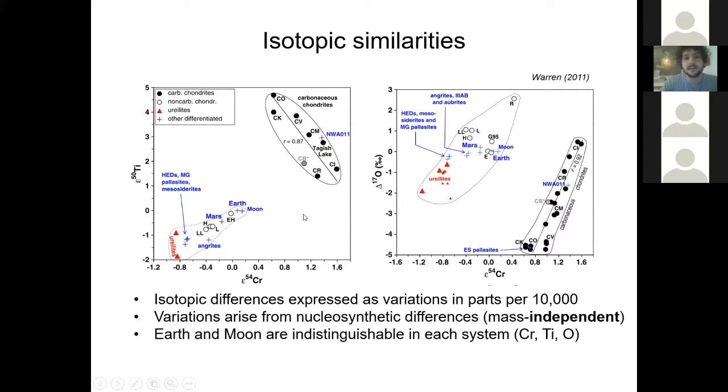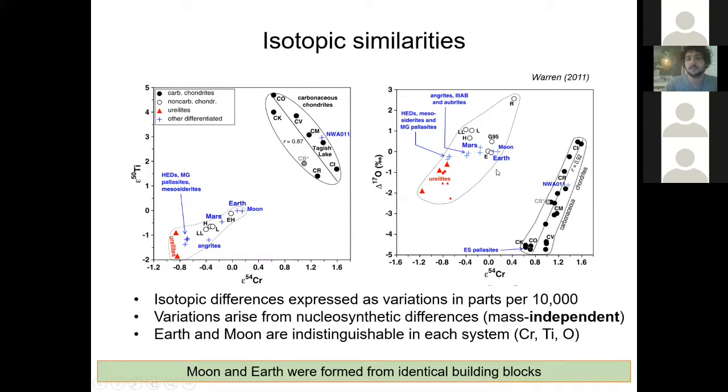And this is well delineated by the carbonaceous chondrites, which plot in one group, and the non-carbonaceous chondrites, which plot in another group. And this is for titanium and chromium, but also for oxygen, as well as chromium here. But the really important point to take here is that the Earth and Moon, regardless of which system we're looking at, always plot together. So this is also very strong evidence to suggest that the Moon and the Earth were formed from essentially identical planetary building blocks.